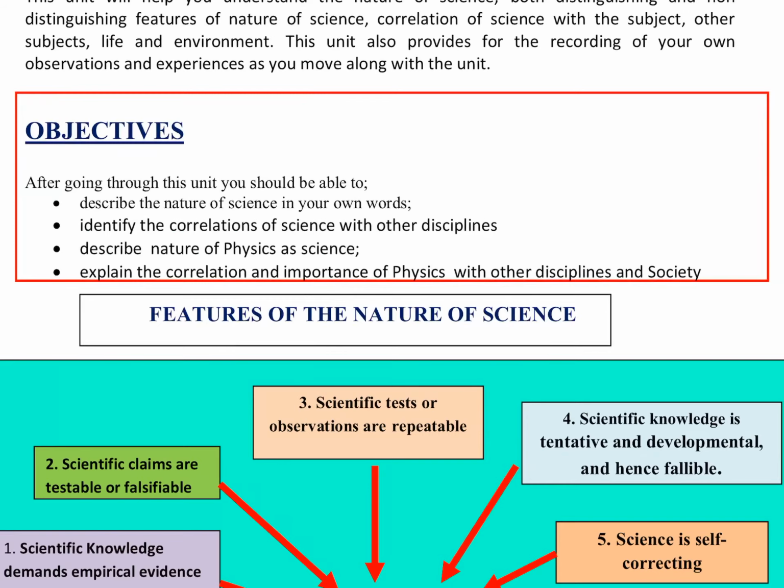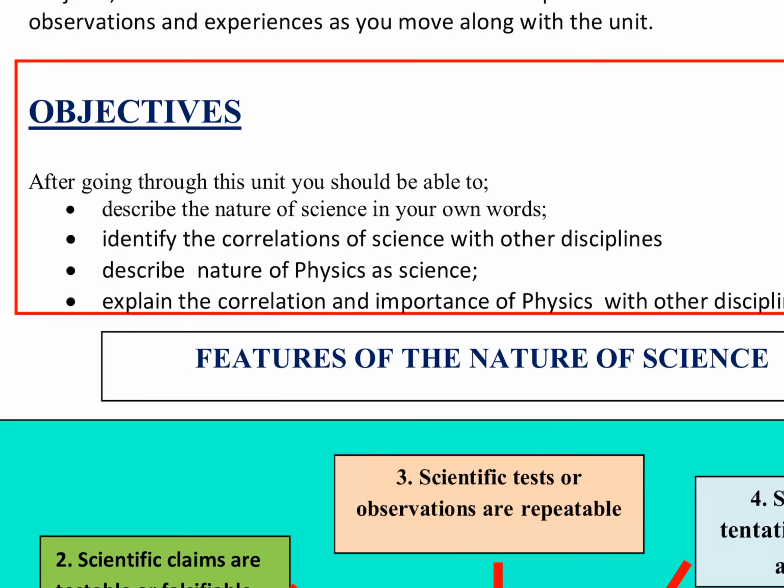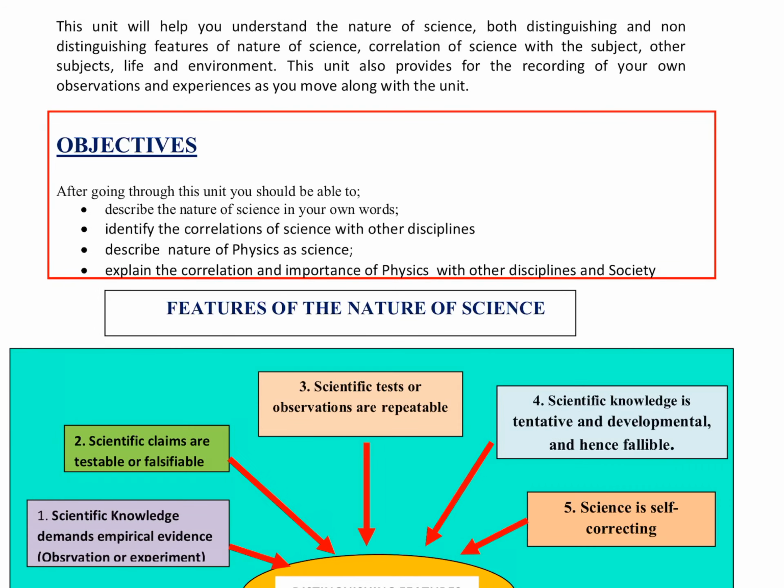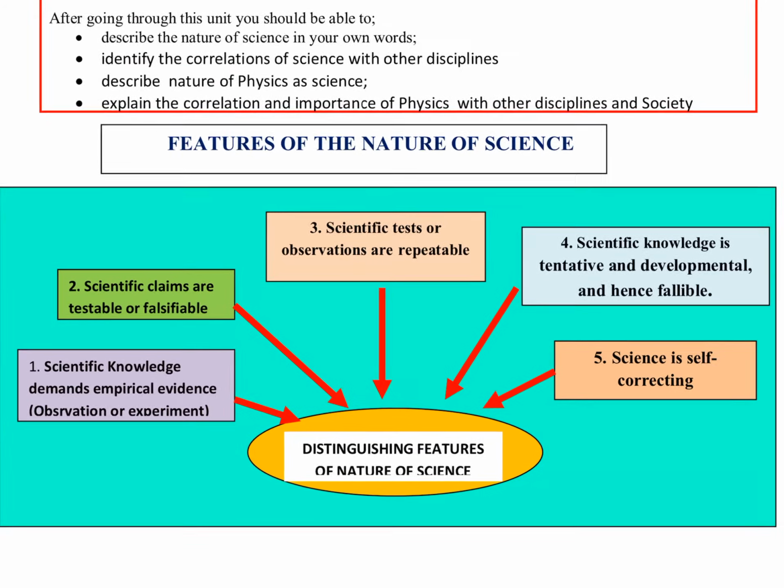In this particular class, we will be covering the first two objectives, that is, to describe the nature of science in your own words and also identify the correlation of science with other disciplines. Let us consider this particular lesson to cover the first two objectives. And the second two objectives will be covered in part B of this lesson. So this is part A.